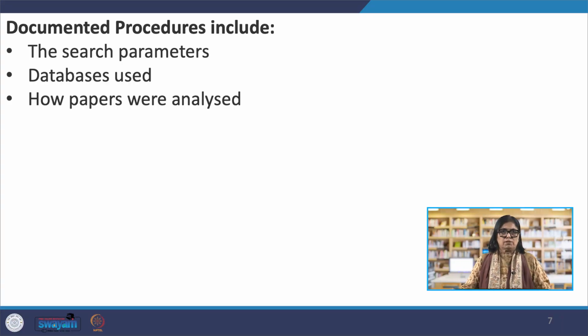The documented procedure might include the search parameters, databases used, how papers were analyzed, and criteria for inclusion in the final review. The systematic review was originally developed in the field of medicine through the Cochrane Collaboration, while its origins lie in the field of evidence-based healthcare. It has also been adopted by some other researchers. Because of its rigorous approach and transparent methodology, it helps to eliminate bias from the selection of literature.